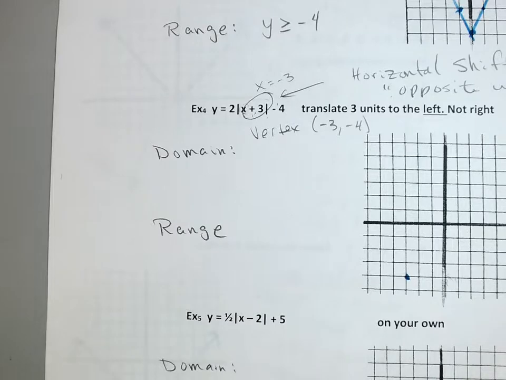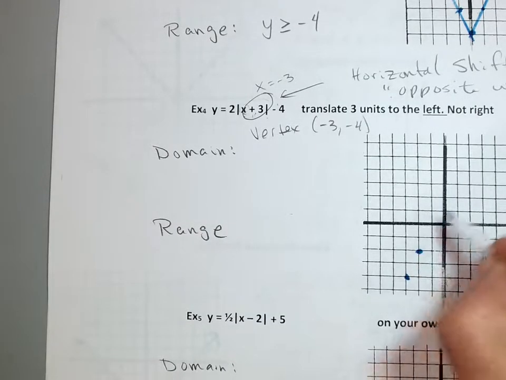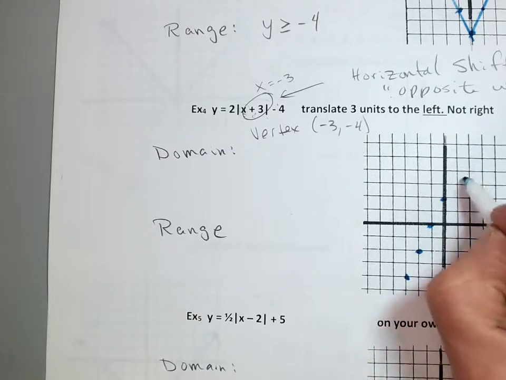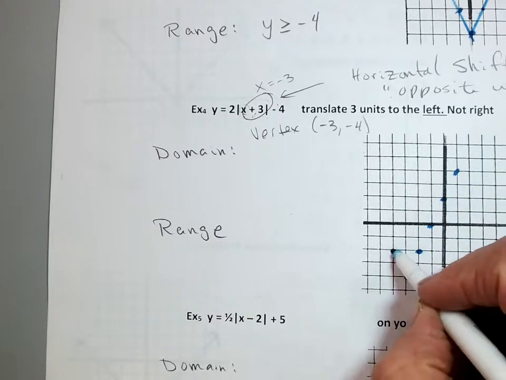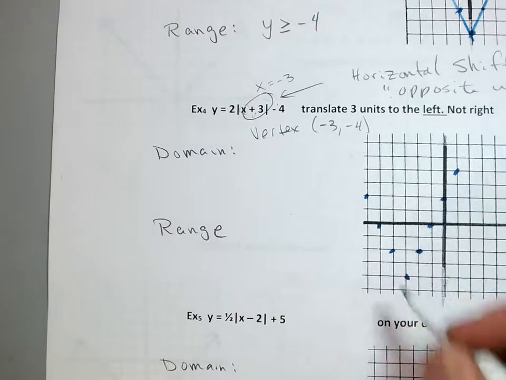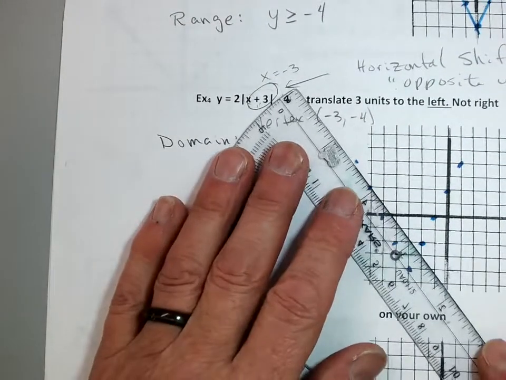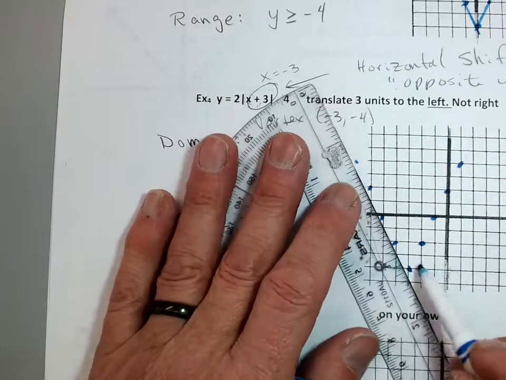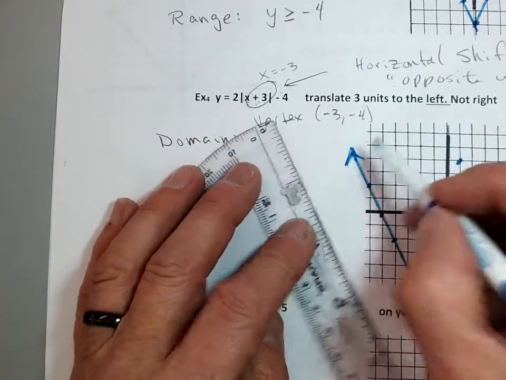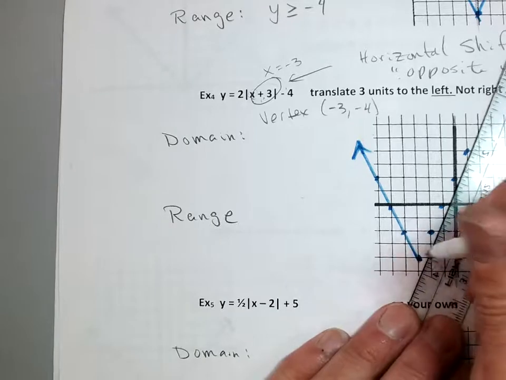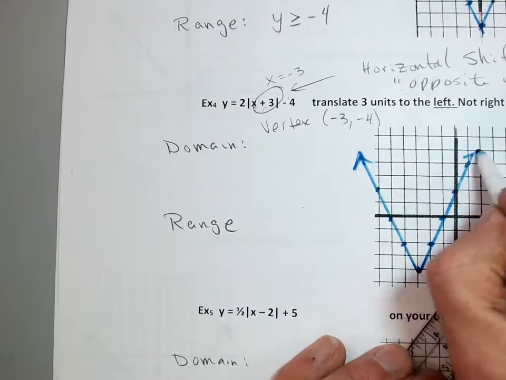So I'm still going to do for my vertex, we're going to go up 1, over 2, up 1, over 2, up 1, over 2, and I'm going to graph it in. Oh, I missed one, didn't I? Nope, I didn't. Just put my ruler in the wrong spot. There we go. And there you go, okay?